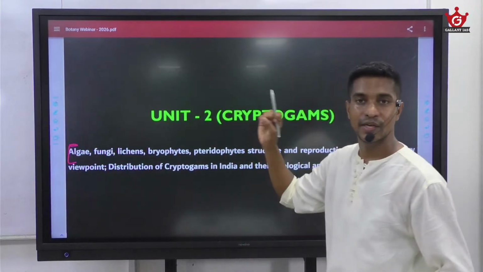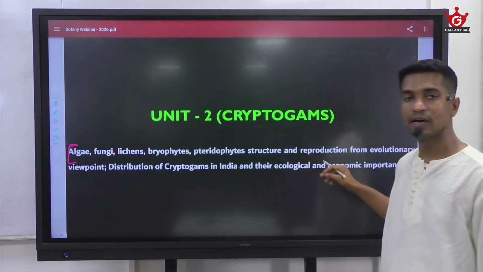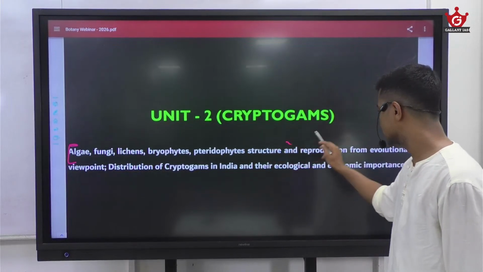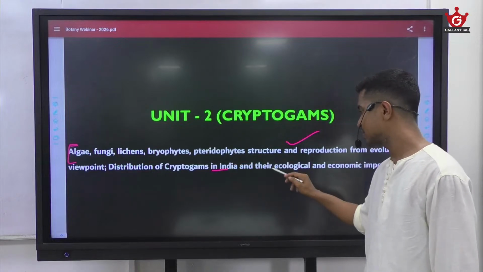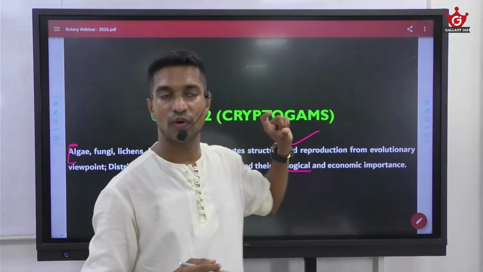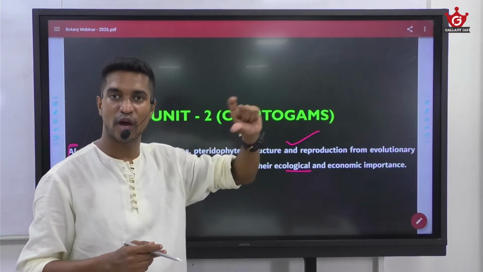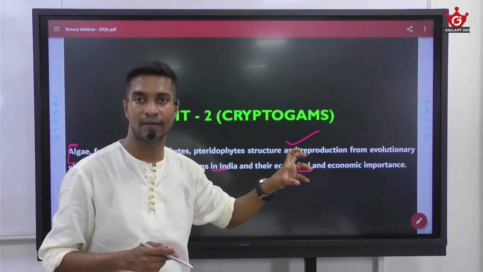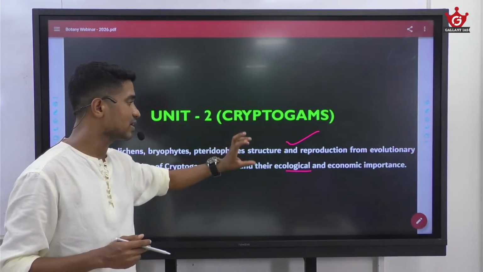Under cryptogams, you need to study algae, fungi, bryophyte and pteridophyte. The syllabus mentions algae, fungi, lichens, bryophyte, pteridophyte, structure and reproduction from an evolutionary viewpoint, distribution of cryptogams in India, and their ecological and economic importance. The syllabus does not mention that under algae you have to study particular species. It gives only a general idea with regard to the structure and reproduction.